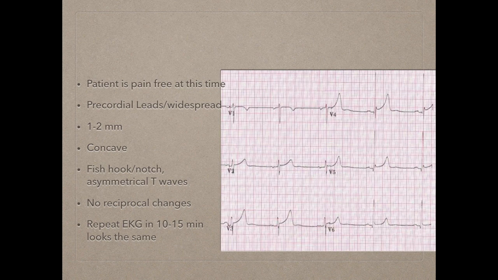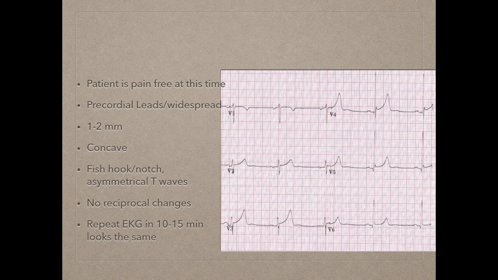So how much ST elevation do we have in each of these leads? Well, depending on which ones you look at, maybe a millimeter, maybe 2, maybe just a hair more than that. So about 1 to 2 millimeters of ST elevation in our precordial leads. A real important clue to help you distinguish the cause of the ST elevation is, what is the ST morphology? In this patient, we've got a concave ST morphology. In other words, there's a little bit of a sag, a little bit of a dip in that ST segment.